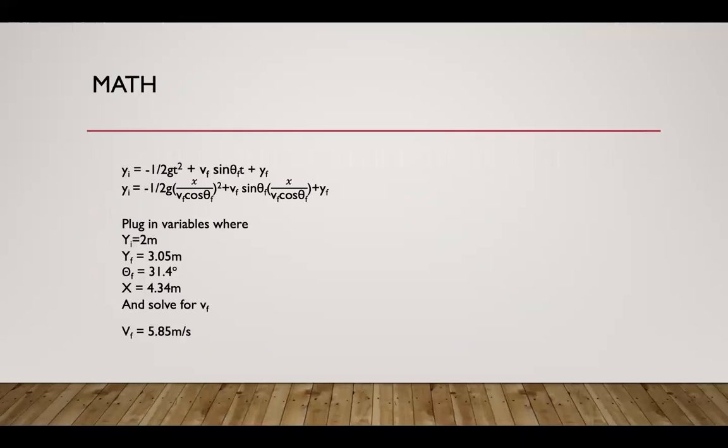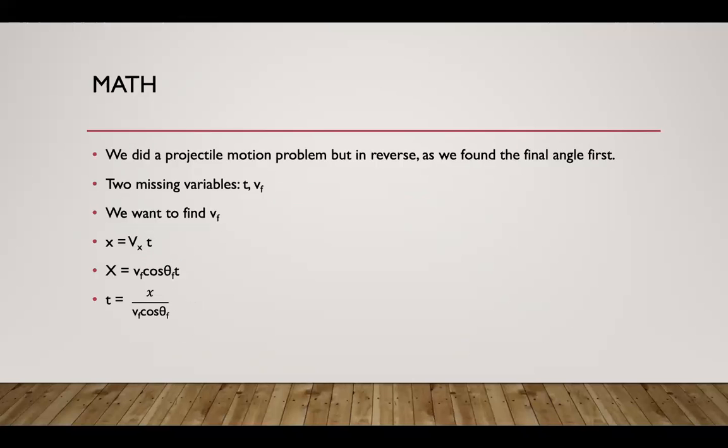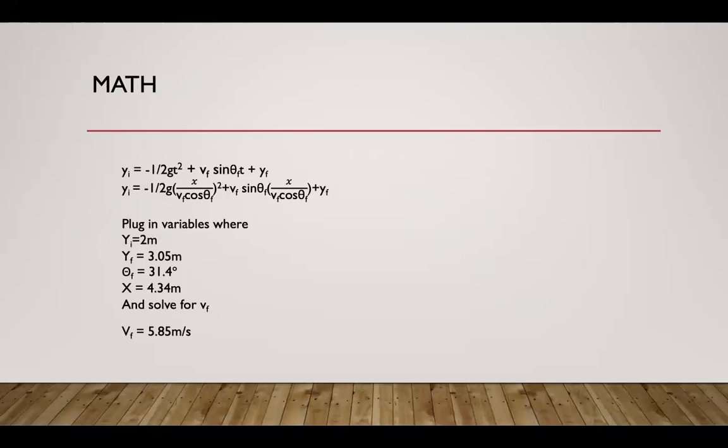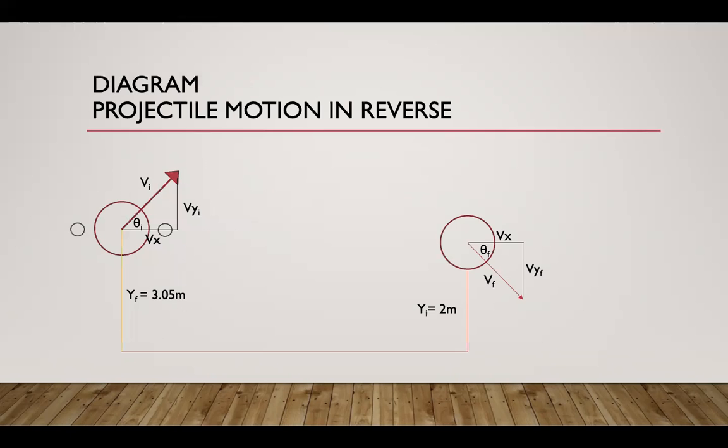And here we use the distance formula in the y direction, and we substitute in the time as we found on this slide, where t equals all that. So we substitute in the y initial, y final, theta final, and the range, and we solve for the final velocity, which is 5.85 meters per second. And that final velocity is made up of the components Vx and Vy.